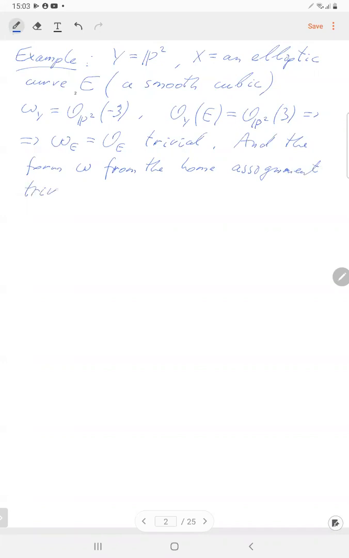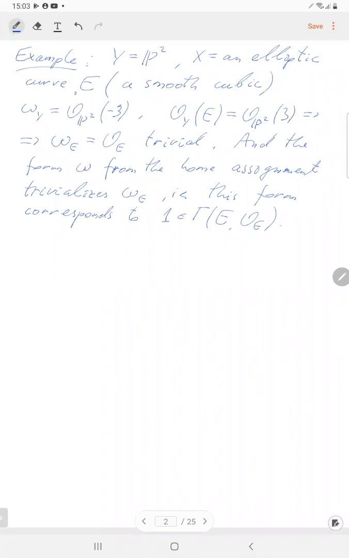Trivializes this canonical line bundle. That is, this form corresponds to the section 1, the global section 1 of the structure sheaf. Okay, and we know that the structure sheaf is the same as the canonical line bundle.